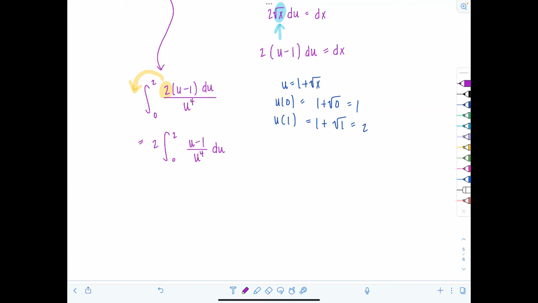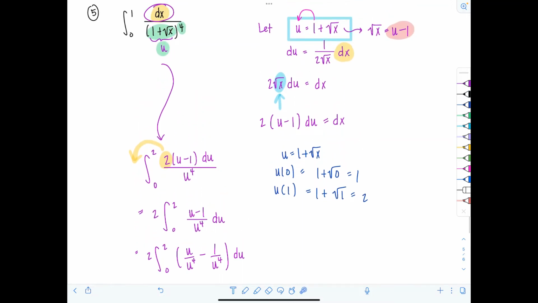Notice I only have one term in the denominator. That means I can split up the terms in the numerator and write each of them over u to the 4th. Do you remember doing this when you first learned how to integrate? No? Okay, well, now we're doing it again. So I can write it as u over u to the 4th minus 1 over u to the 4th. You can't do that when there's more than one term in the denominator. So that's why we had to do this u sub, right? You can't split this up when it's 1 plus rad x to the 4th, but once it's just a single u, then yeah, you can split it up, okay?